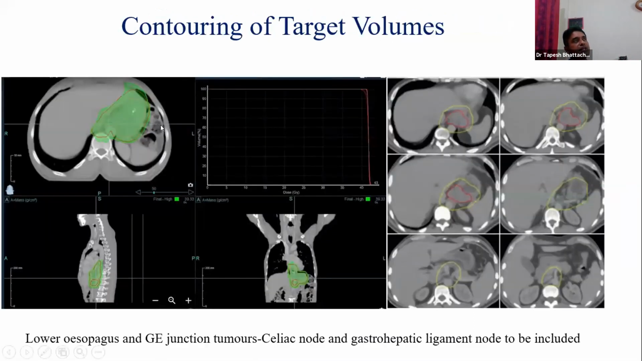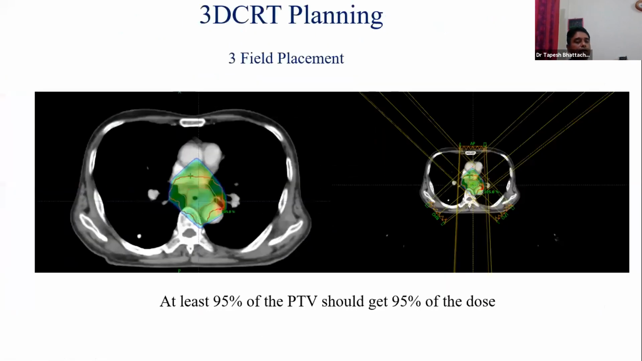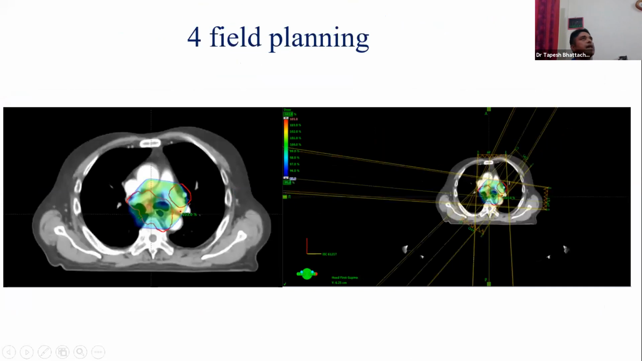And if it is a lower esophageal cancer, coming to the GE junction, cover the abdominal nodes like the celiac plexus. Here also we have taken that, and here you can get an L-shaped field, which you also find in 2D planning. And when you plan with 3D CRT, you can plan with 3-field placement, like 1 anteroposterior and 2 posterior oblique. According to the need, you can plan with 4-field planning to reduce the OAR doses.